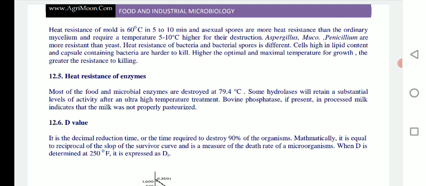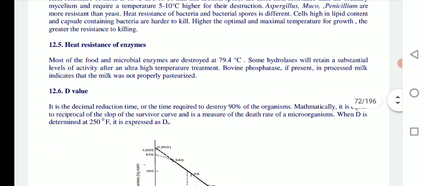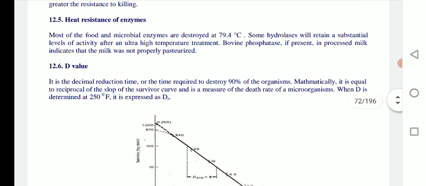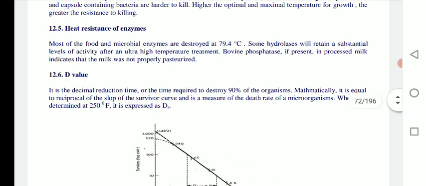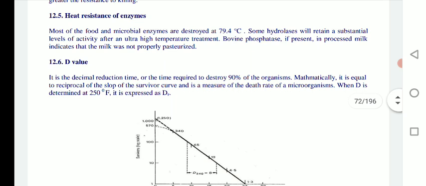So the higher the optimal and maximal temperatures for growth, the greater is the resistance to killing. Then, heat resistance of enzymes. Most food and microbial enzymes are destroyed at almost 80 degrees Celsius, and some hydrolases will retain substantial levels of activity after ultra high temperature treatment. So bovine phosphatase, if present in processed milk, indicates that the milk was not properly pasteurized.